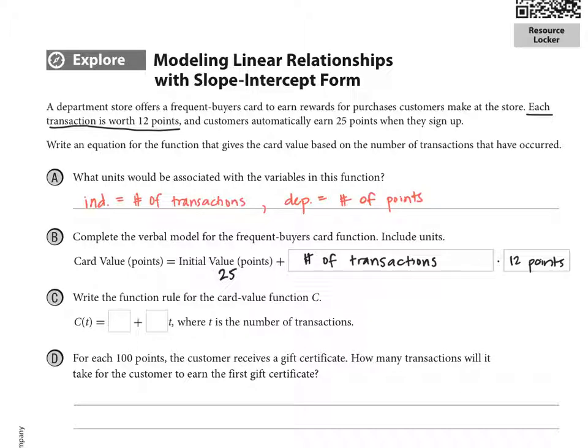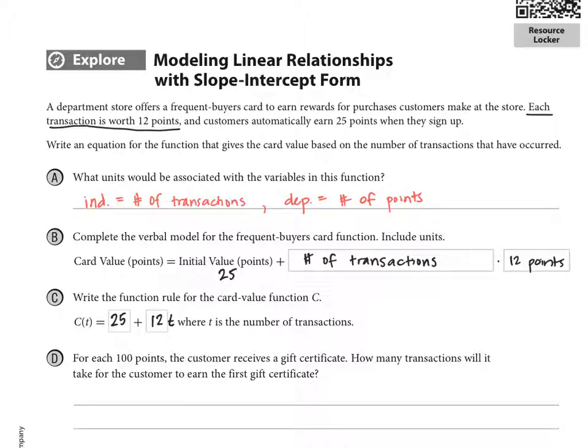Okay, so to write this function rule, it's going to be C of t. So C is card value, t is the number of transactions. It tells you that right here, t is the number of transactions. Card value is C. We're going to have 25 plus 12 times t. T is already there for us.